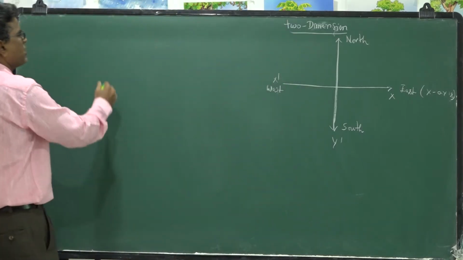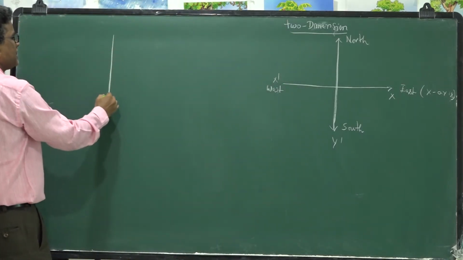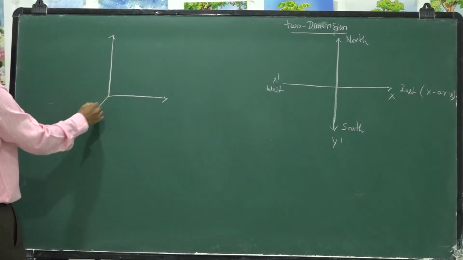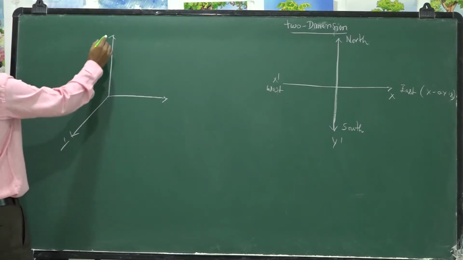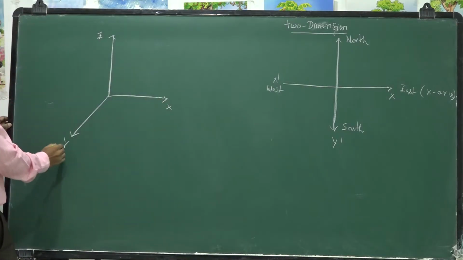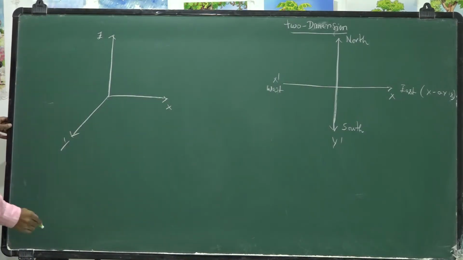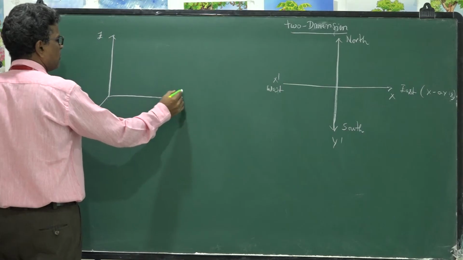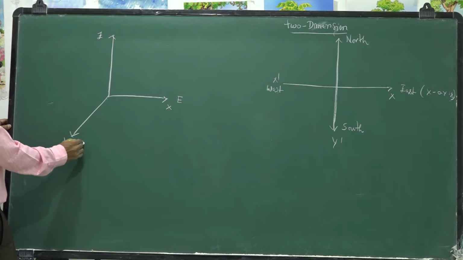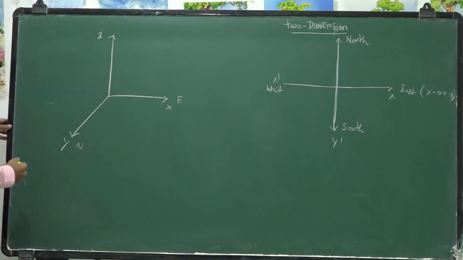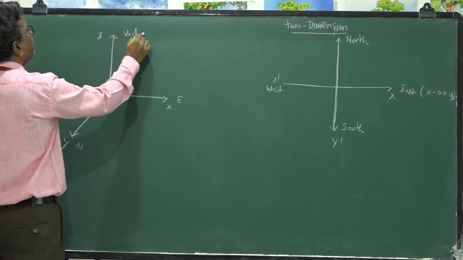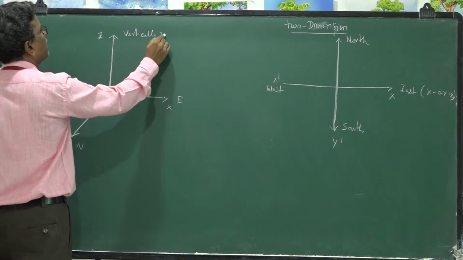If it is three-dimensional, we can represent the directions with the x-axis, y-axis, and z-axis. This is the x-axis, east; this is the y-axis, north; and this is the z-axis, vertically up.